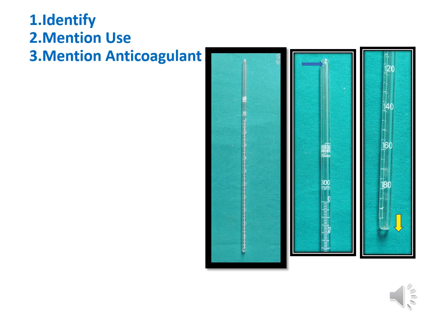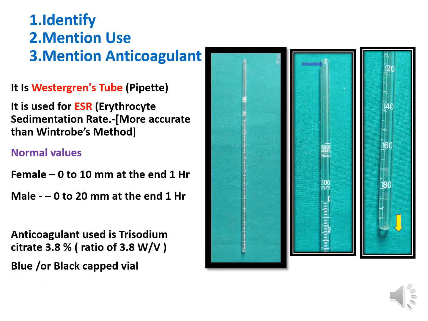Again, this is a long tube. There is a video on this in detail. This is having both the ends, upper end and lower end, as open, and markings are up to 300 mm. So this is Westergren pipette or tube.